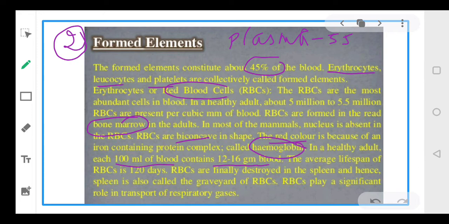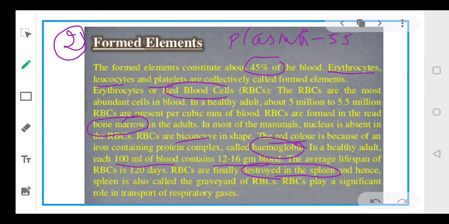The average lifespan of RBC is approximately 120 days. That means your RBCs live for 120 days. After that they are replaced, and when they become dead, they are destroyed in the spleen. So the spleen is a graveyard for RBC. That is called the graveyard for RBC, because here old RBCs die. Clear? And new RBCs are formed within 120 days. So continuously RBCs are being replaced.